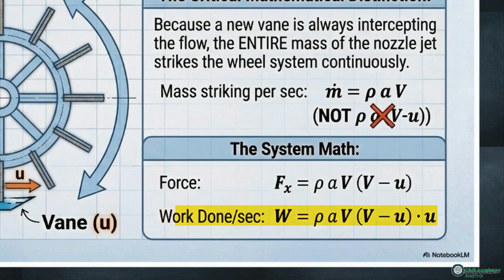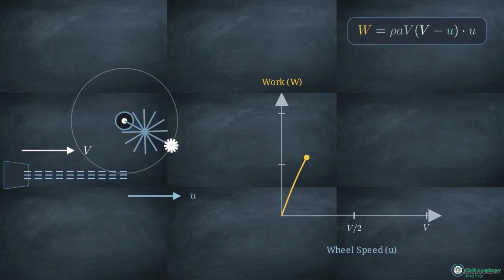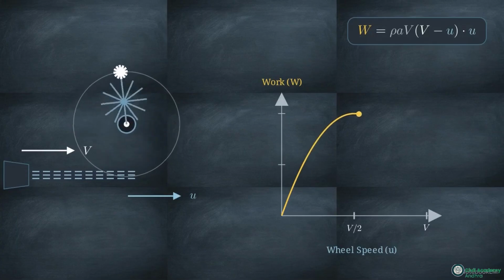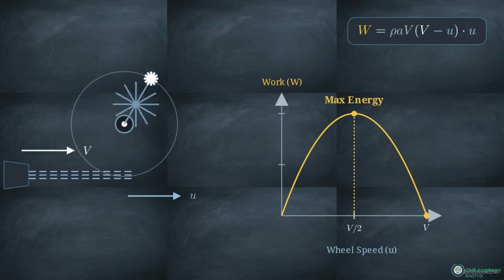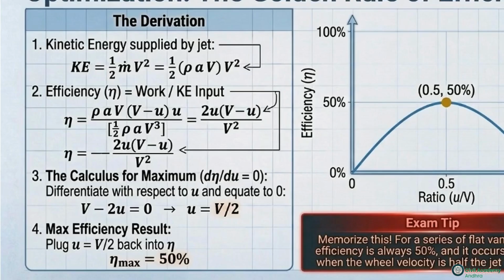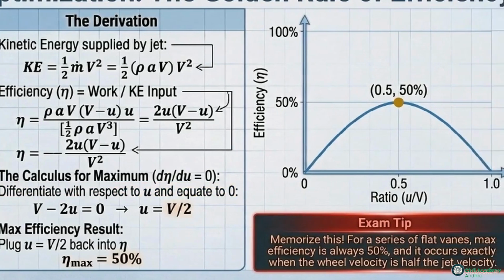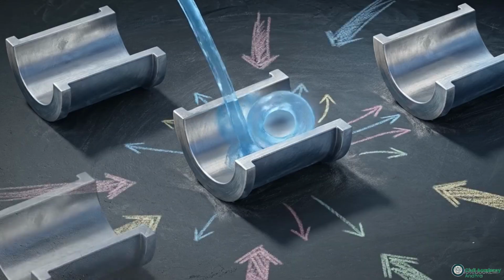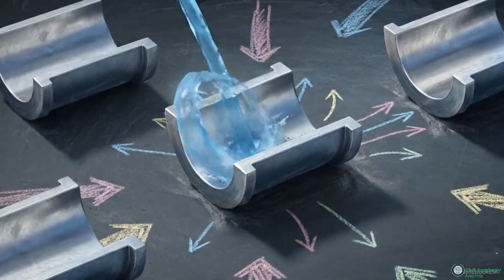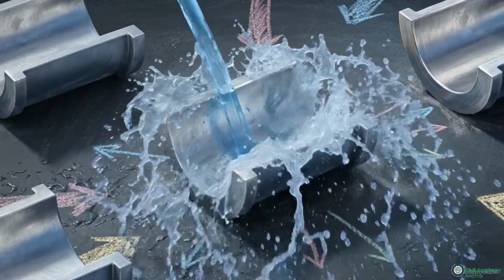With a continuous system established, we can calculate the specific wheel speed required to extract the maximum possible kinetic energy from the jet. This slide shows the calculus derivation. Setting the derivative of efficiency with respect to u to zero reveals the mathematical peak. For flat vanes, maximum efficiency occurs when wheel velocity is exactly half the jet velocity, capping efficiency at 50%. To exceed this 50% limit, engineers must combine a continuous series of vanes with curved geometry and radial directional flow.